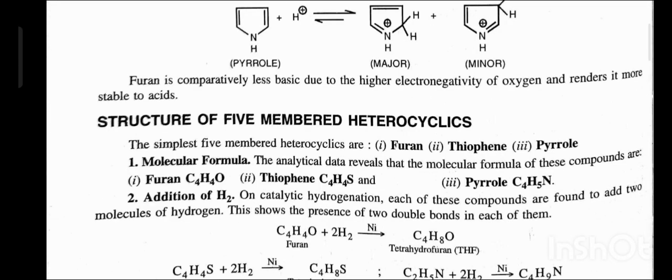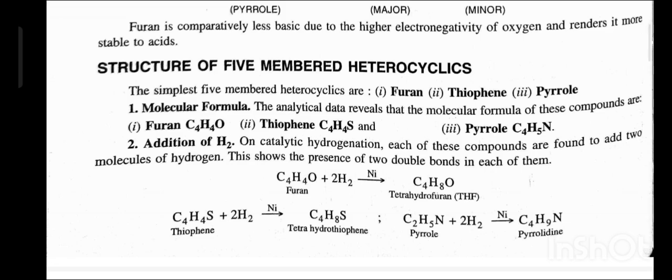Structure of 5-membered heterocyclics. The simple 5-membered heterocyclics are furan, thiophene, pyrrole. First, molecular formula. The analytical data reveals that the molecular formulas of these compounds are furan C4H4O, thiophene C4H4S, and pyrrole C4H5N. Second, addition of hydrogen. On catalytic hydrogenation, each of these compounds is found to add 2 molecules of hydrogen. This shows the presence of double bonds in each of them.